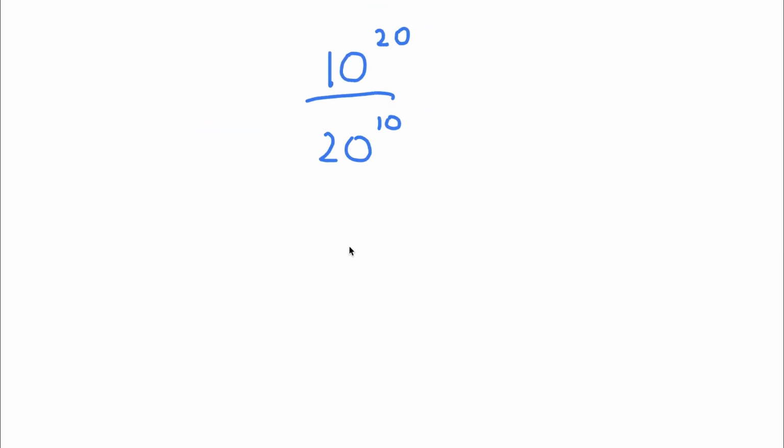Alright, so in this problem, I have 10 to the power of 20 over 20 to the power of 10. So, to solve this, I'm going to first start by rewriting 20 here as 10 times 2.